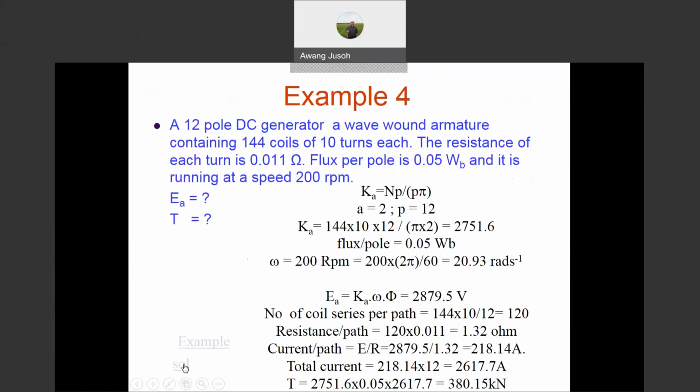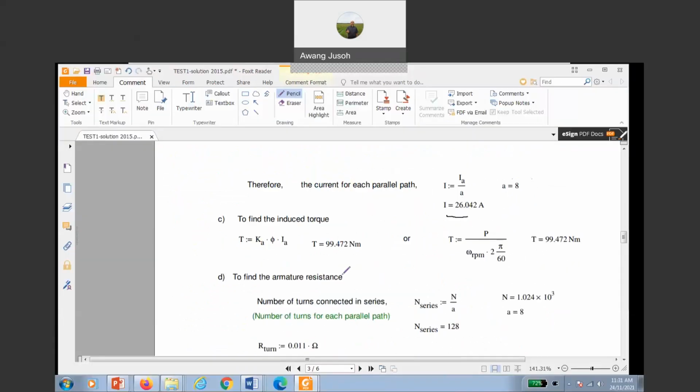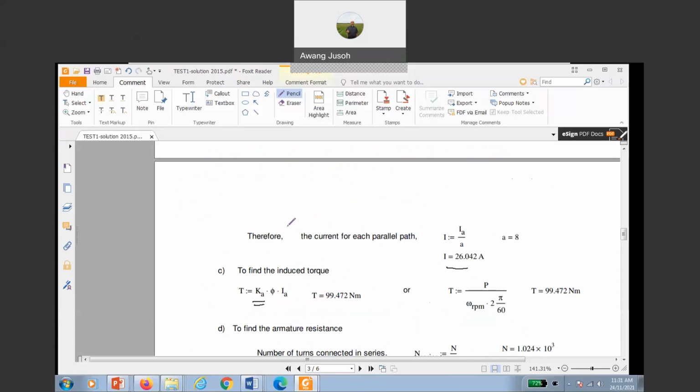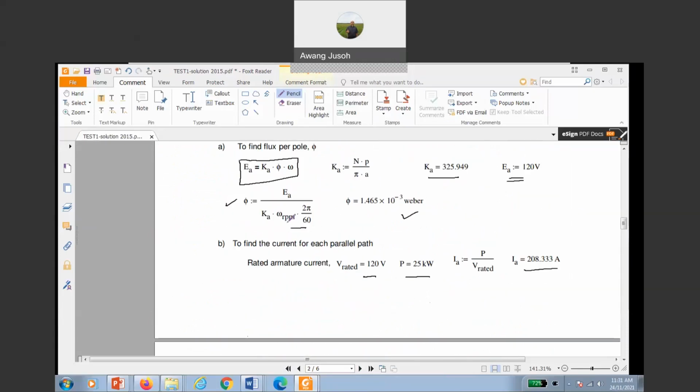Torque equal to what? Just now we know torque equals K flux IA. This is the formula for torque. Ka we know already just now. How much Ka did we find right here? Ka equals 3 to 5.949, we know the Ka there.